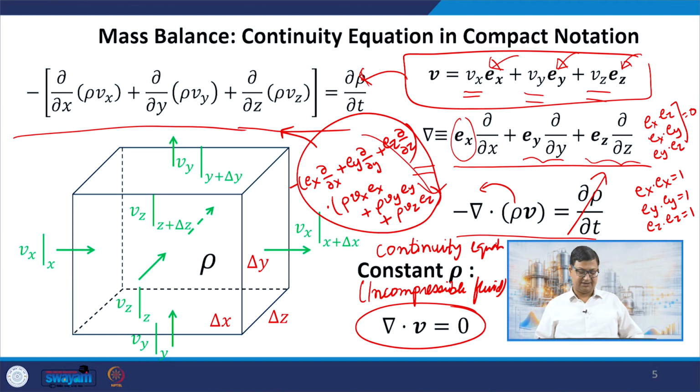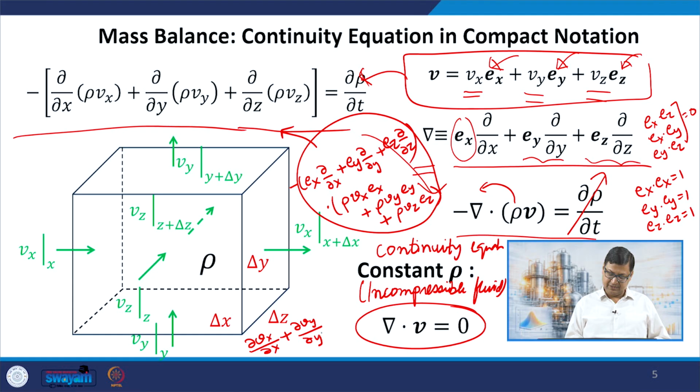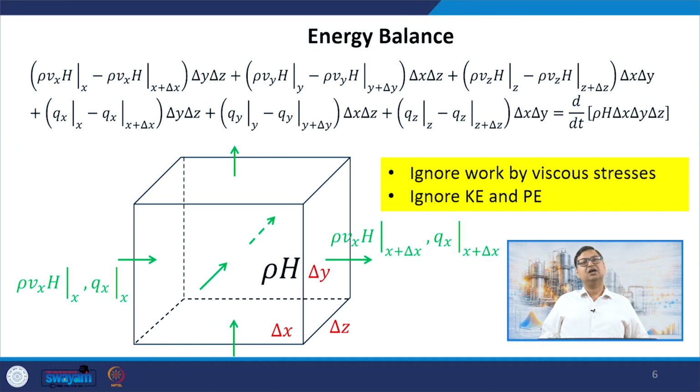If I want to express this in terms of the velocity components, this is going to be something like dou Vx by dou x plus dou Vy by dou y plus dou Vz by dou z is equal to 0. All right. So now we can go ahead and do the energy balance for this system. Again, we use the idea that the energy coming into the system is essentially the enthalpy that is coming in, and the energy going out of the system is basically the enthalpy which is going out of the system, right?